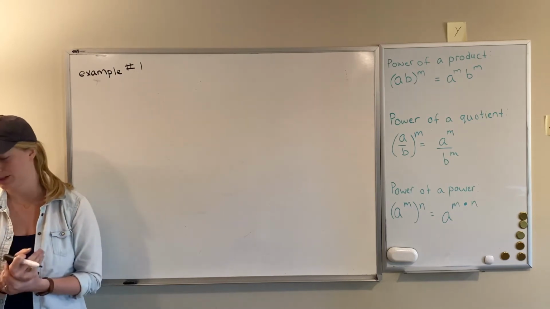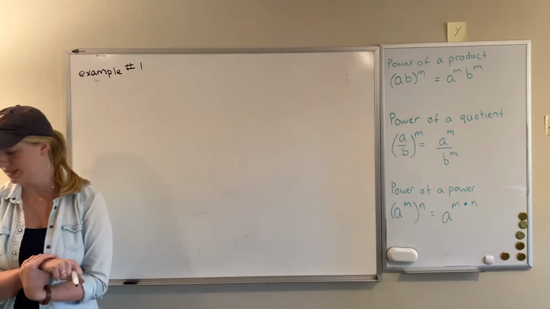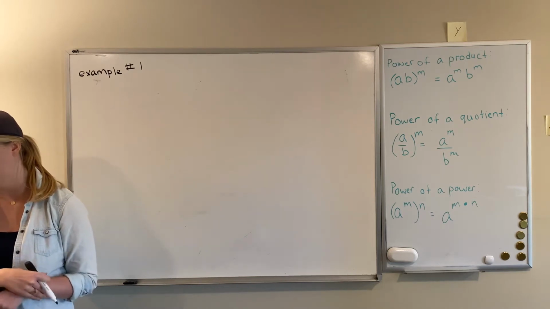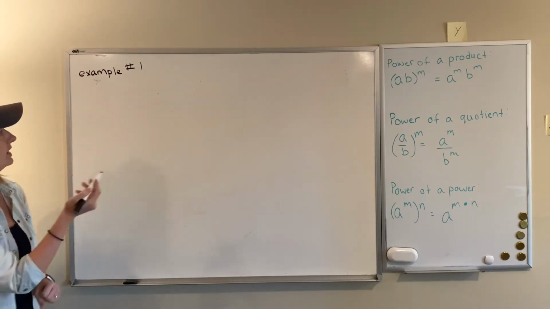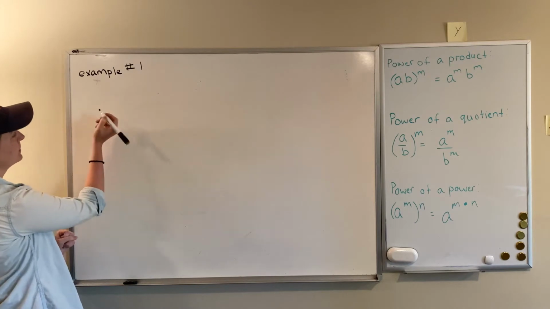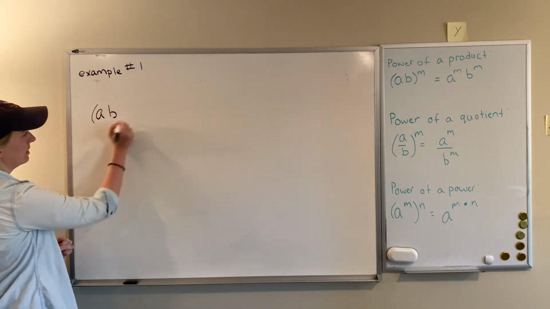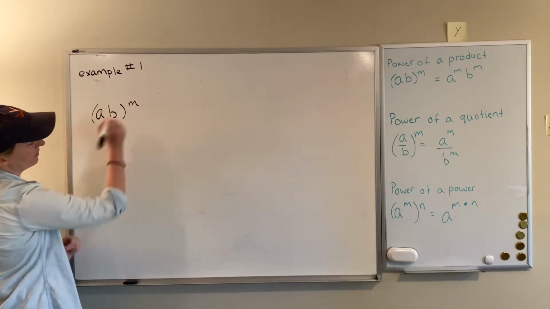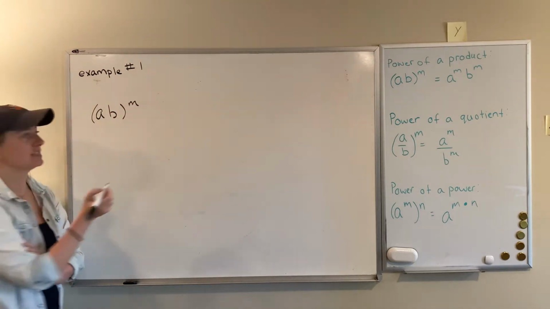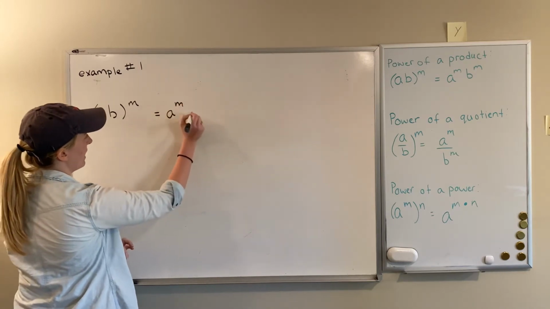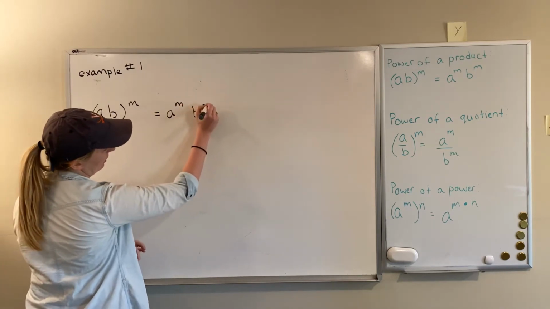So the exponent of multiplication property. In words: to find the power of a product, find the power of each factor and multiply. And we're given this little algebraic thing: ab raised to a power of m, and then they say that is equal to a raised to the power of m times b to the power of m.